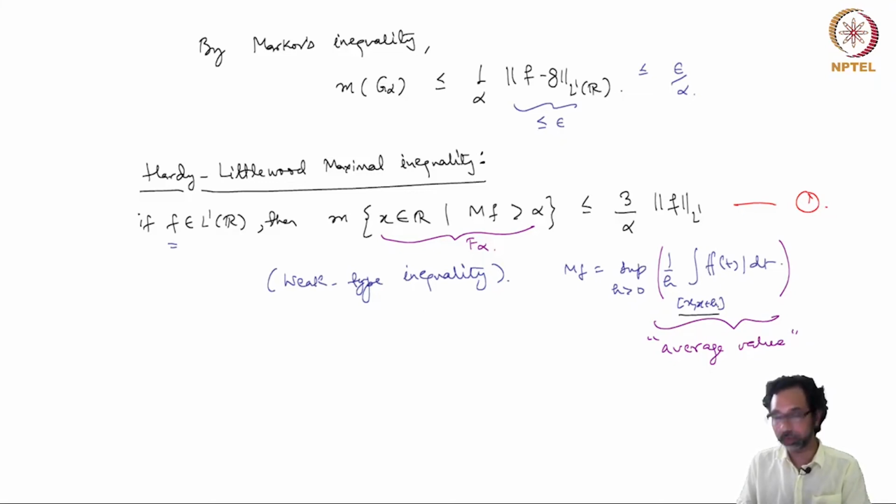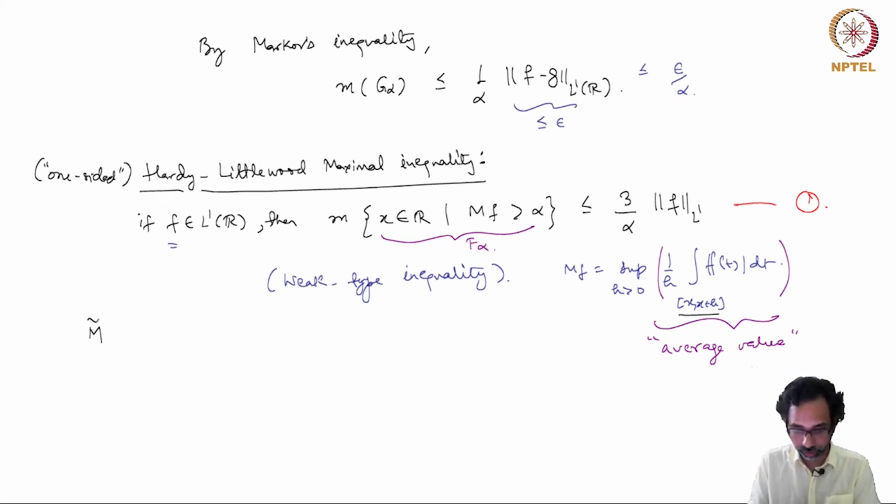So it's only for positive values of h, so it's what's called one-sided. This is a one-sided Hardy-Littlewood maximal inequality. But of course, if you have the two-sided Hardy-Littlewood maximal inequality, which contains an interval of radius, let's say, 2h with the center x, then the one-sided Hardy-Littlewood inequality will follow.